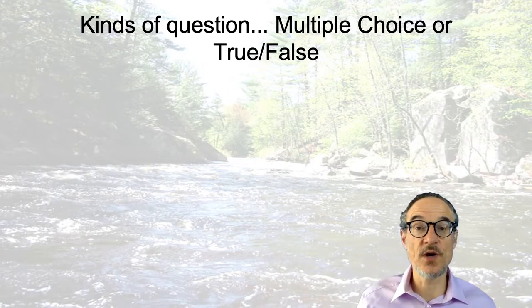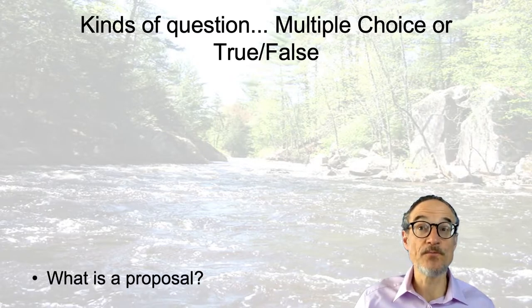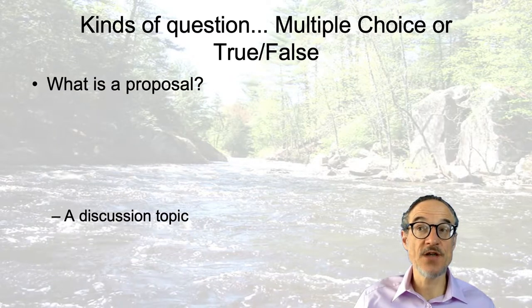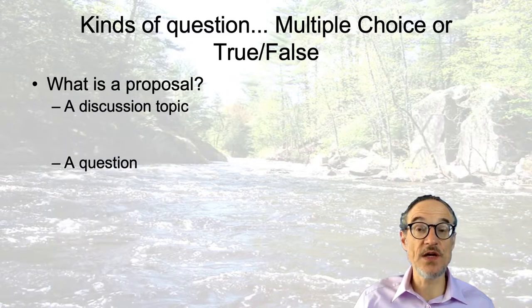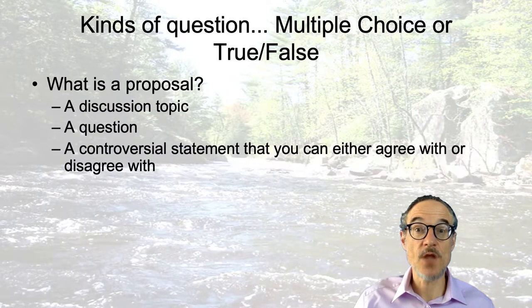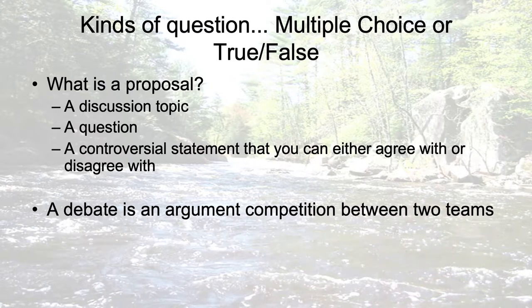The first two kinds of questions we may come across are called multiple choice and true/false. This is an example of a multiple choice question. What is a proposal? A discussion topic, a question, a controversial statement that you can either agree with or disagree with. And here is a true/false question. A debate is an argument competition between two teams. So you can see a true/false question, true or false, and a multiple choice question has multiple answers.